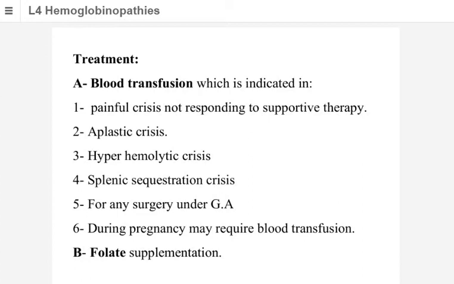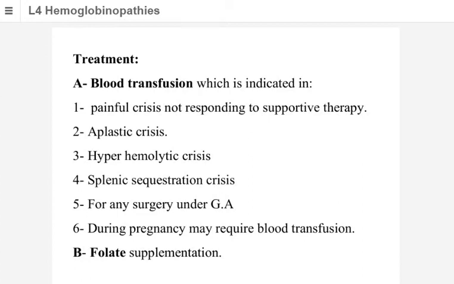Treatment of sickle cell disease: blood transfusion is indicated only in pain crisis not responding to supportive therapy, also aplastic crisis, hyperhemolytic crisis, splenic sequestration crisis, and for any surgery under GA. During pregnancy, it may require blood transfusion. These are the indications for blood transfusion in sickle cell disease.